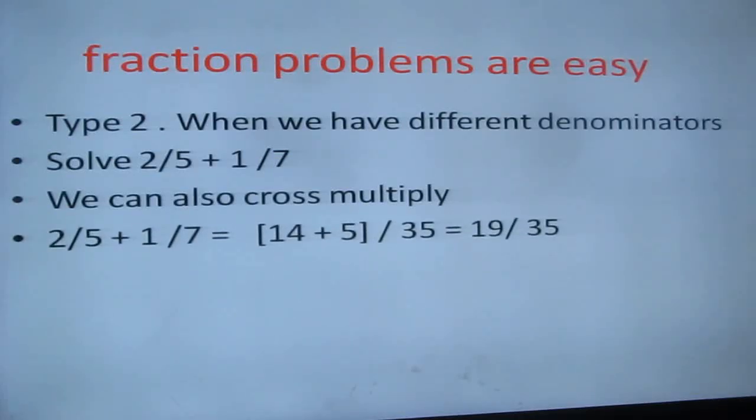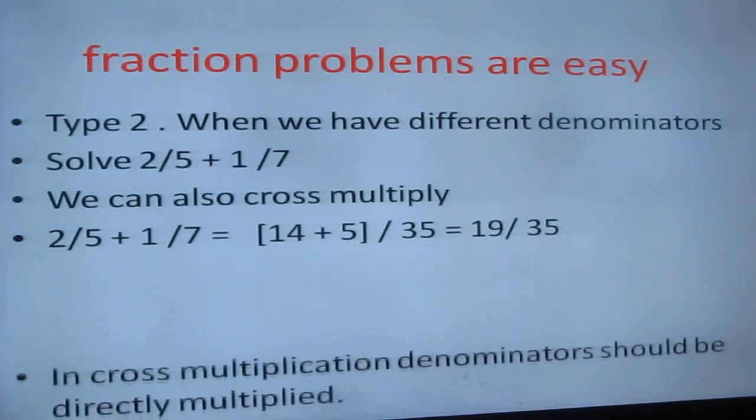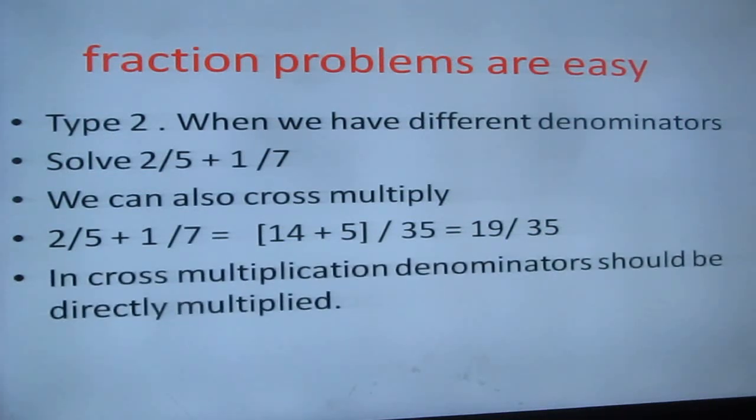5 into 1, 5. But one important thing you have to remember is, in cross multiplication, the denominators should be directly multiplied. What is 7 into 5? 35. So the denominators should be directly multiplied. 14 plus 5, 19. 19 by 35. The previous question also gave 19 by 35. This question also 19 by 35. The question is the same, the method is different. In cross multiplication, the denominators should be directly multiplied.